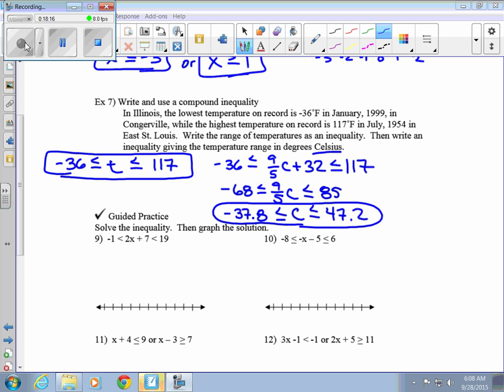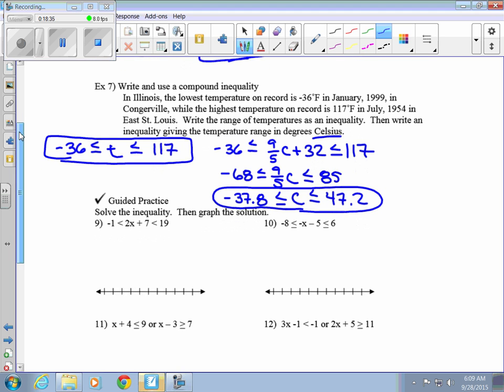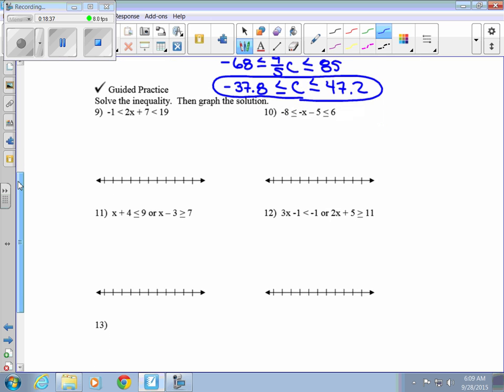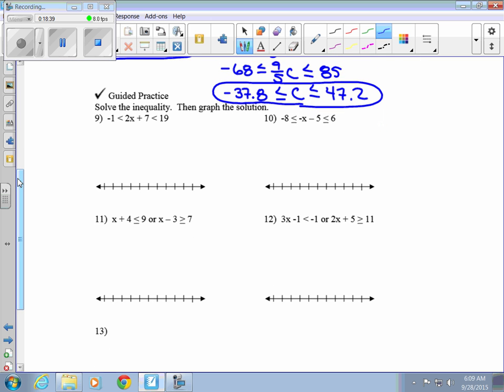So if they ask you to write this out, or what does it mean, it would mean that the temperature in Illinois in degrees Celsius would be somewhere between approximately negative 37.8 degrees Celsius and 47.2 degrees Celsius. So what I'd like you to do now is jump down to the guided practice questions, 9 through 13. Go ahead and do a couple of those. You can pause the video and hit play when you're ready to move on.